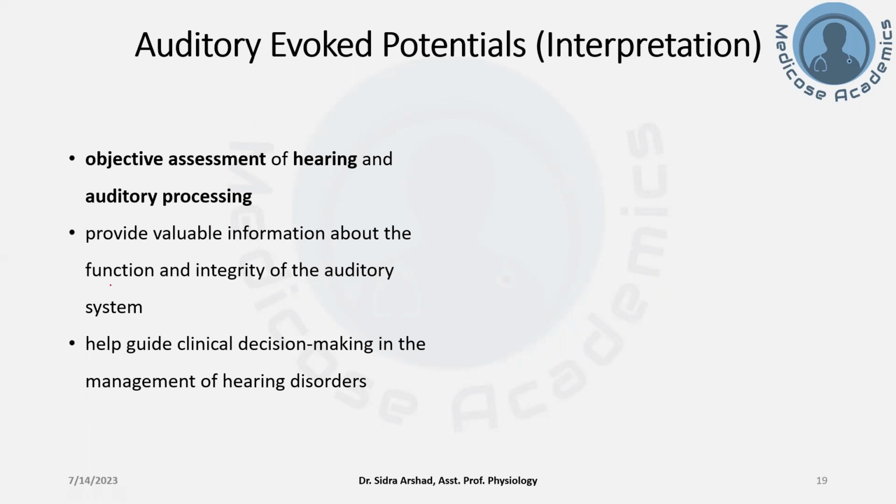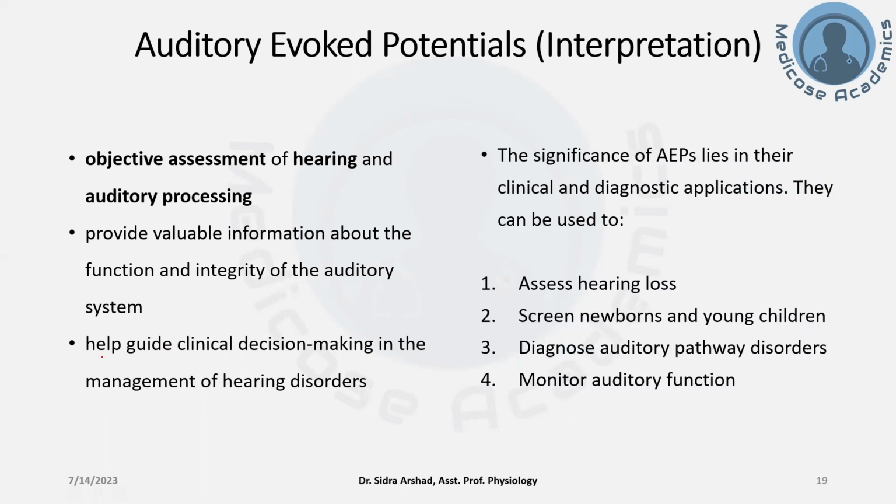So the aberrant recordings anywhere in the area of the auditory pathway, if there is any problem, can indicate at which level the problem actually lies. They can help guide clinical decision-making in the management of hearing disorders. For example, they are used to assess hearing loss, screen newborns and young children, especially who may not be responding correctly to the subjective test, diagnose auditory pathway disorders and monitor auditory function, especially in those who have been prescribed hearing aids.